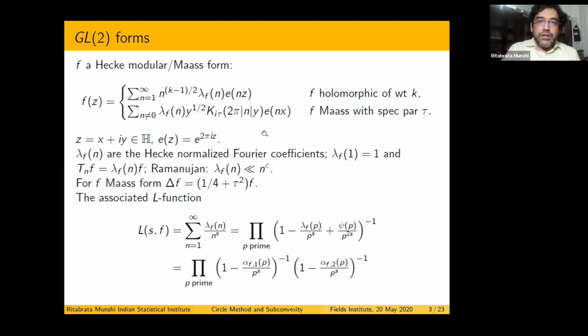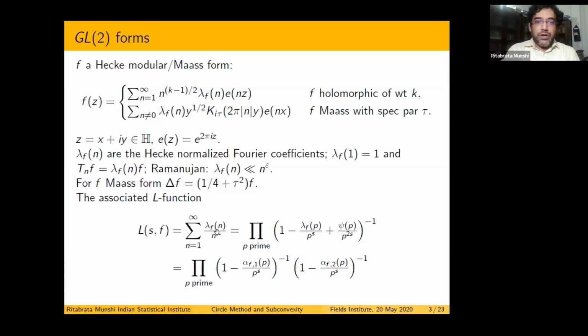Right, so what is this spectral parameter tau? For a Maass form, Delta is the Laplacian on the upper half plane. So Delta f = (1/4 + tau^2) f. So 1/4 + tau^2 is the eigenvalue for the Laplacian. When f is a Hecke Maass form, it's an eigenfunction of all the Hecke operators and also the Laplacian operator. Now, given such a modular form or Maass form, we associate an L-function to it, and that's defined by this Dirichlet series.